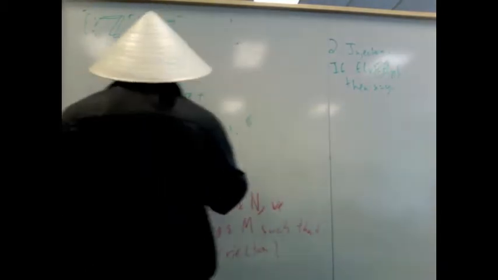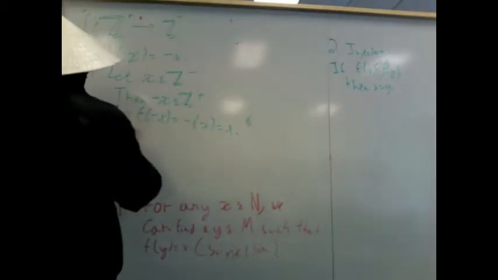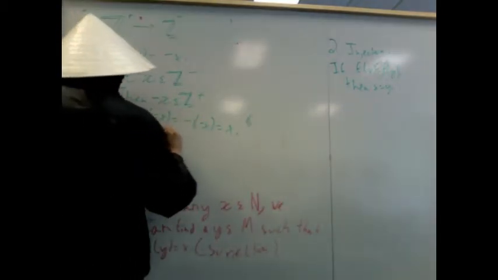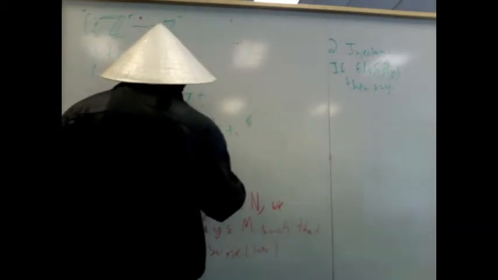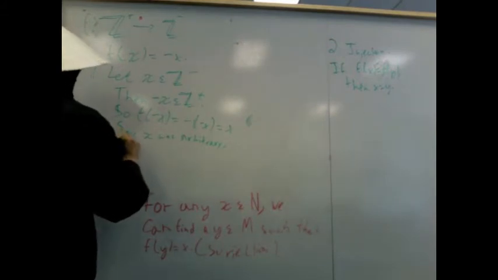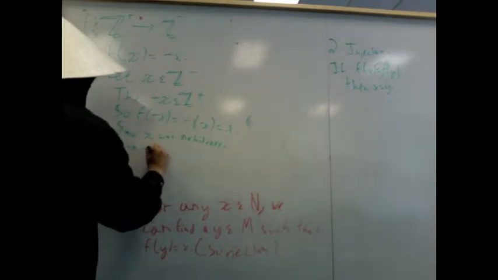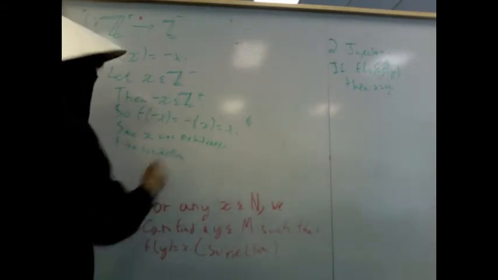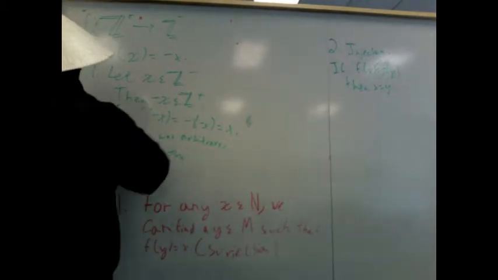Therefore, since x was arbitrary, it could have been any number, which is the variable, f is a surjection. Okay. Good. Next part.